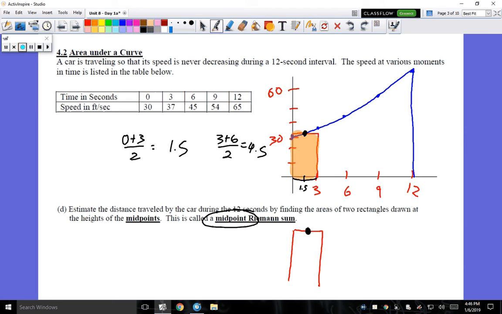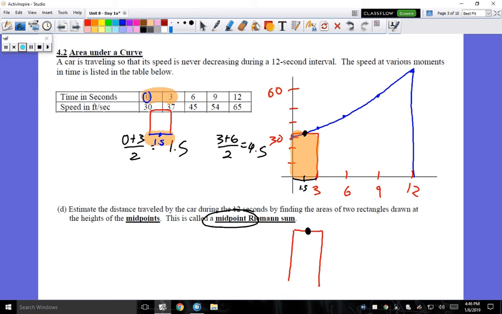I'm going to show you the fourth one here in just a bit. But in my opinion, students struggle with the midpoint because they struggle to see that the base is still 3, but that the y value is going to be collected from a moment of 1.5.